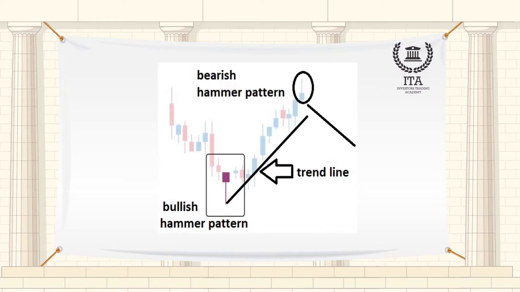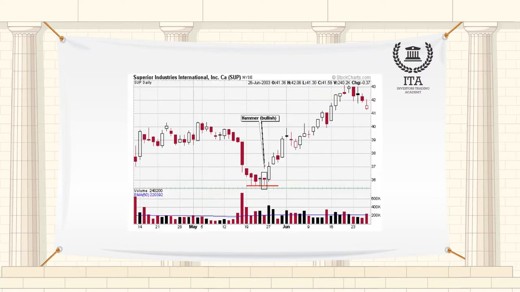When you see the hammer form in a downward trend, this is a sign of a potential reversal in the market, as the long lower wick represents a period of trading where the sellers were initially in control, but the buyers were able to reverse that control and drive prices back up to close near the high for the day, thus the short body at the top of the candle.